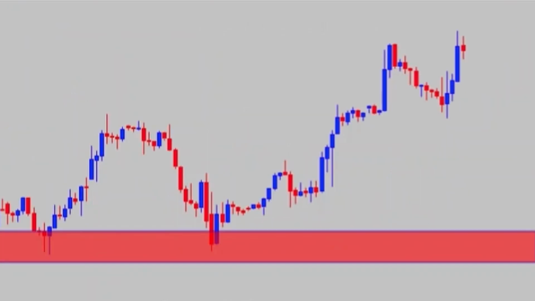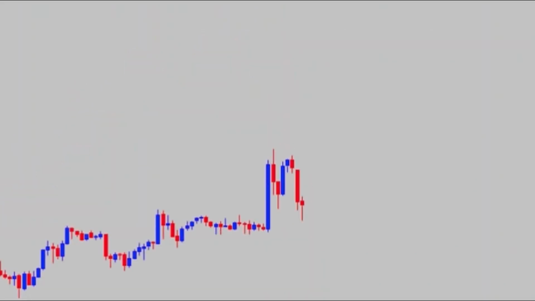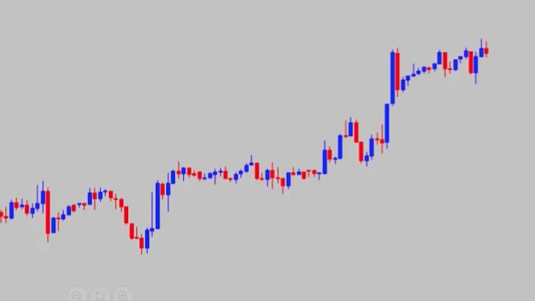But what did the market do? It went below this so-called support zone, and after going below it, it started going upside. This move by the market removed the early buyers. To know the reason behind this movement of the market, we need to move on to the higher time frame.